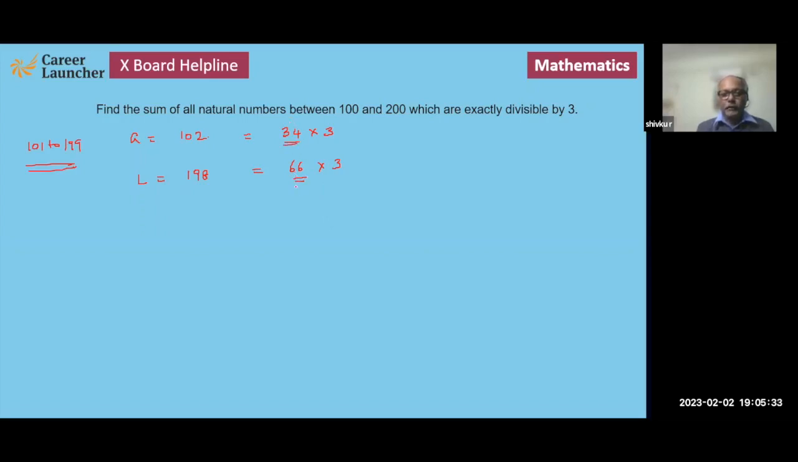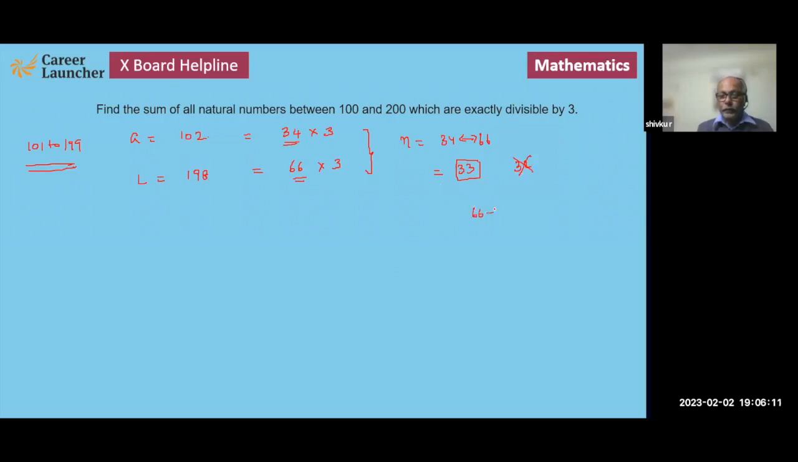So how many numbers are there from this? The total number of numbers will be from 34, right? 34 से लेके 66 तक, right? कितने numbers होंगे? It is not 32. Remember, it is 33. 34 को भी हमको include करना है. There are 33 numbers. Please don't make a mistake in this, नहीं करना चाहिए, right? It is not 30. It is not 32. It is 33 because it includes 34.